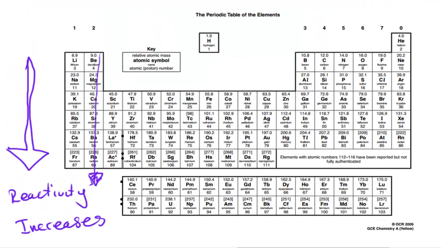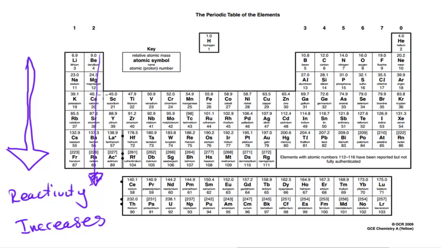Now, the reason why reactivity increases is because if you took a look at the ionization energies of these elements as you go down the period, in my last video I talked a bit about ionization energy, you'd find that the ionization energy decreases, especially the first and second ionization energy.